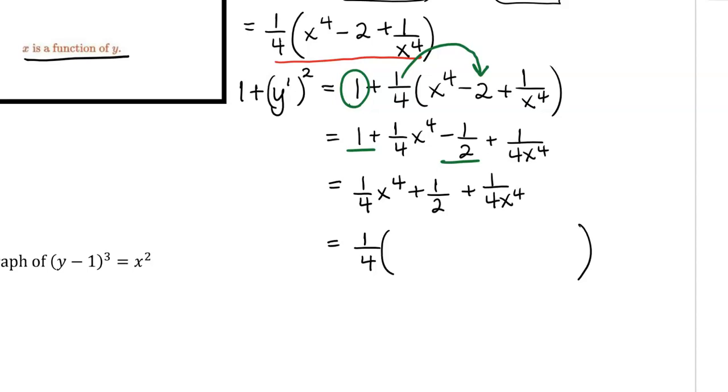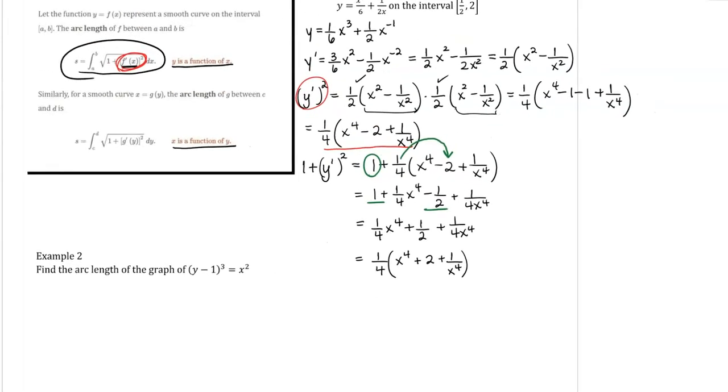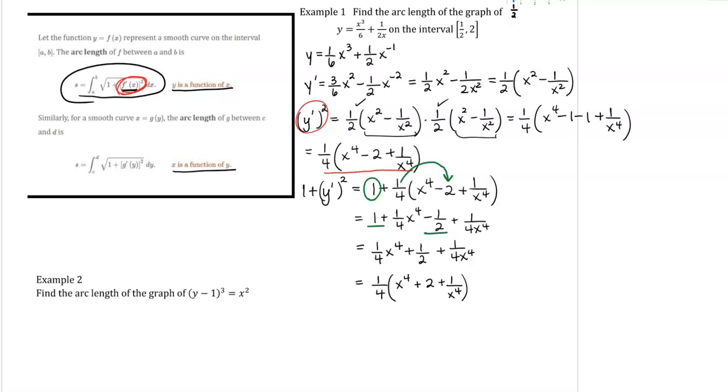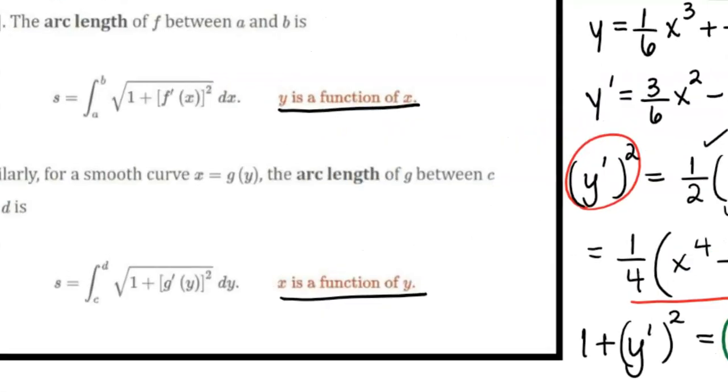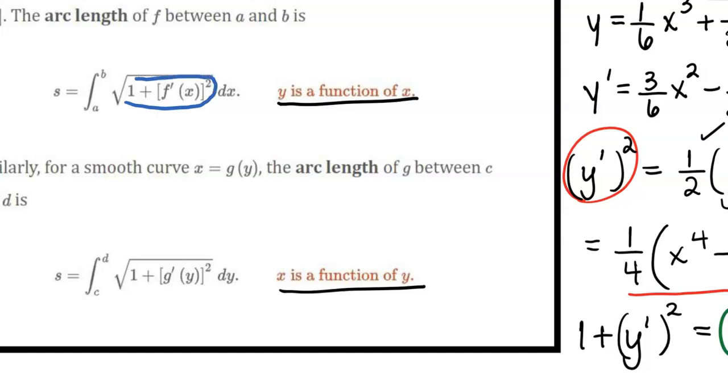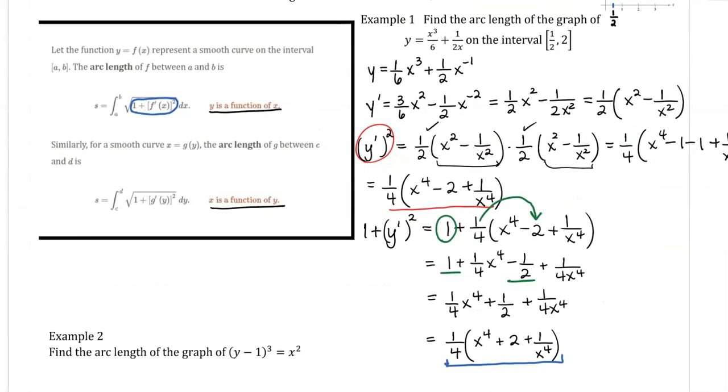When you pull out a 1/4, you're dividing everything by 1/4. So you're multiplying everything by 4. So this is just the x to the 4th that we're left with. This is a +2 that we are left with. Be careful with your algebra there. And then this is just a 1/x to the 4th that we're left with. Yeah, I definitely didn't give y'all enough room. That's my fault. So what we have here is now everything under the square root. It's everything under the square root because we have taken 1 plus the derivative squared.